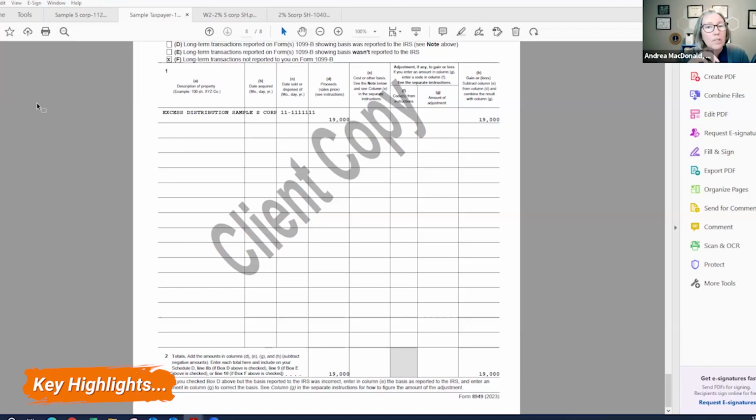Just remember, just because you see something on the book P&L does not mean it belongs on the income or expense section of the 1120S. There's a lot of book to tax differences that you have to think about with pass-through entities.